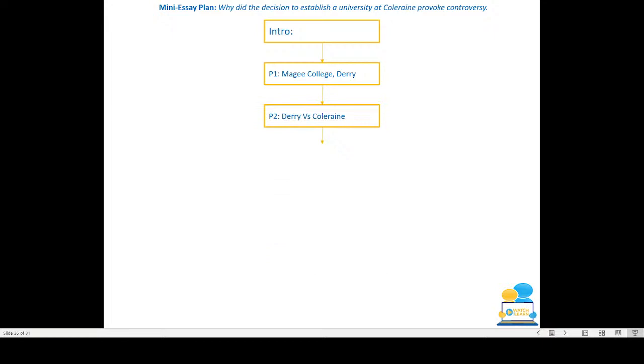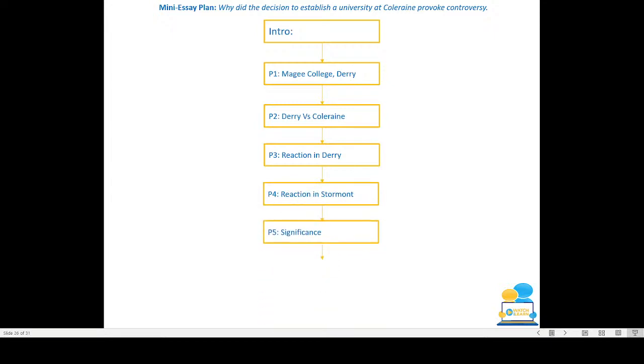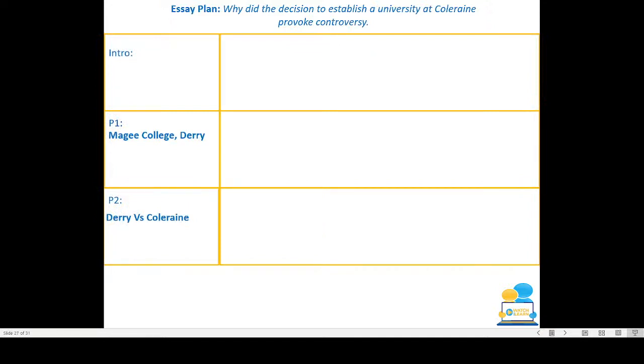Paragraph 2, we're going to compare Derry versus Coleraine, both cities or regions' proposals to the Lockwood Committee, why the Lockwood Committee favoured Coleraine over Derry. We'll talk about reaction to the Lockwood report in Derry, reaction to the Lockwood report in Stormont, and then the significance of this all and how it affected both nationalist and unionist communities in Northern Ireland. And then we'll finally finish with a short conclusion towards the end. So as I said, we're going to cover how we plan for this in a lot more detail than just looking at a brief outline of what each paragraph is going to be about. So within each paragraph, we're going to look at what points need to be included.